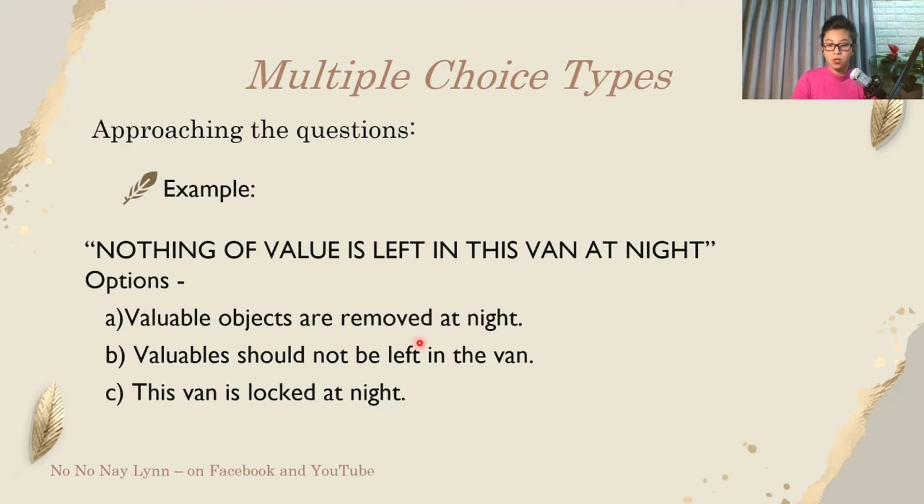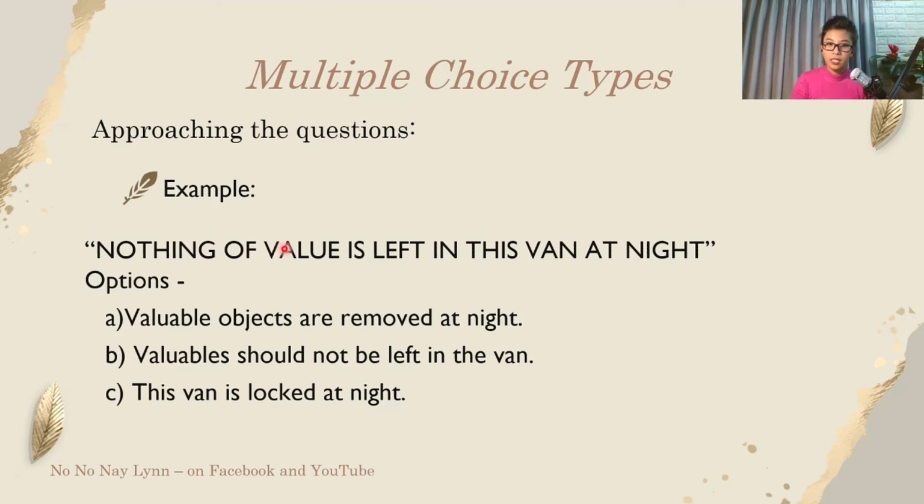So this is intentional, intentionally done, intentionally removed. And number B, it says valuables should not be left in the van. So should not be left. Things can be left, obviously, like you forgot your keys, you left your keys. So something like that is very unintentional. So things could be left in the van unintentionally. This is unintentional action.